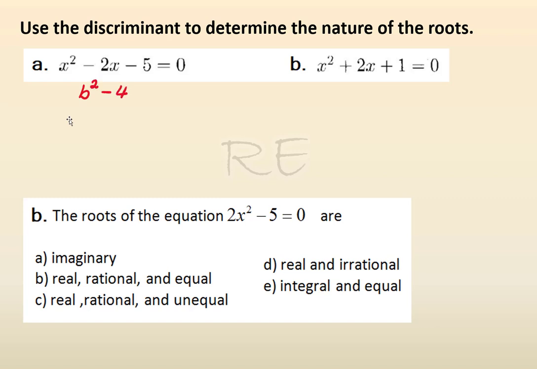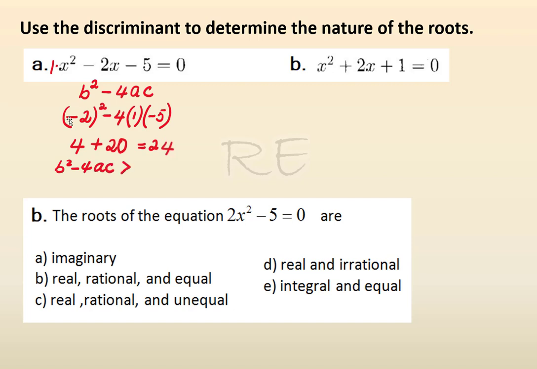Use the discriminant to determine the nature of the roots. X squared minus 2x minus 5. B squared is negative 2 squared minus 4ac, minus 4 times 1 times negative 5. Negative 2 squared is 4. Negative 4 times negative 5 is positive 20. So the discriminant is 24, which is positive. Therefore, we have two real roots.